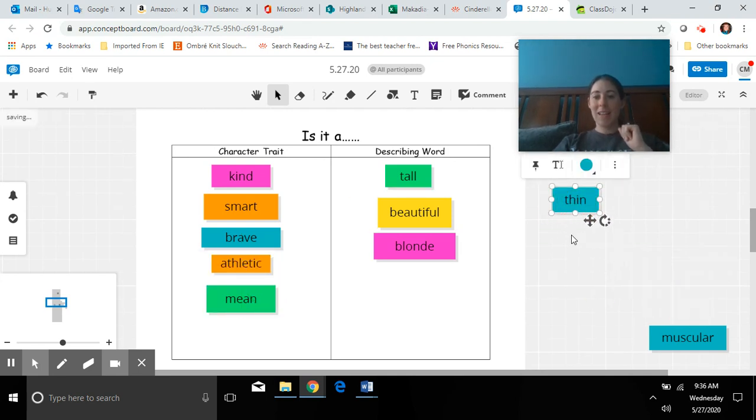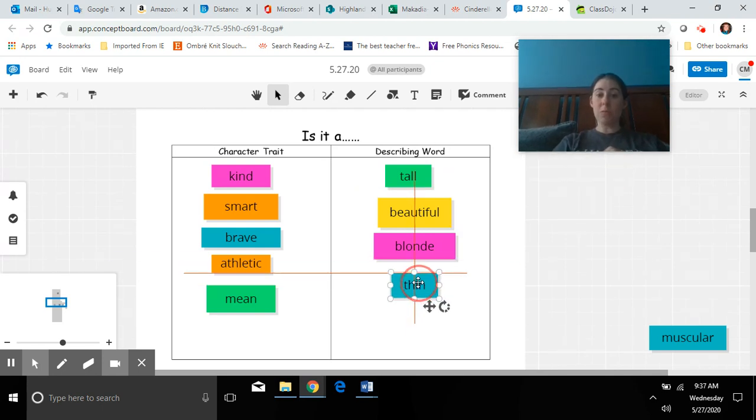Thin. Thin means skinny, okay? It's the opposite of fat. So can I look at someone on the street and tell if they are thin, if they are skinny? Yes. So that's just a describing word. It tells what we see on the outside.